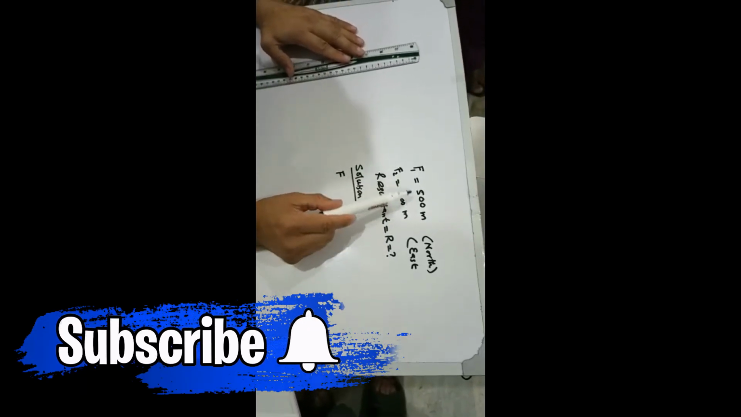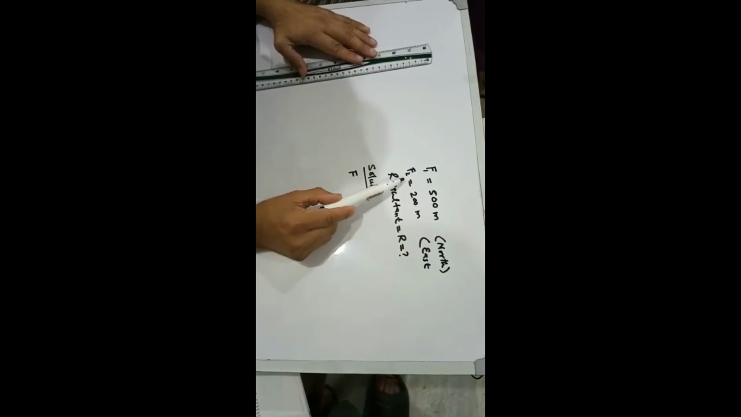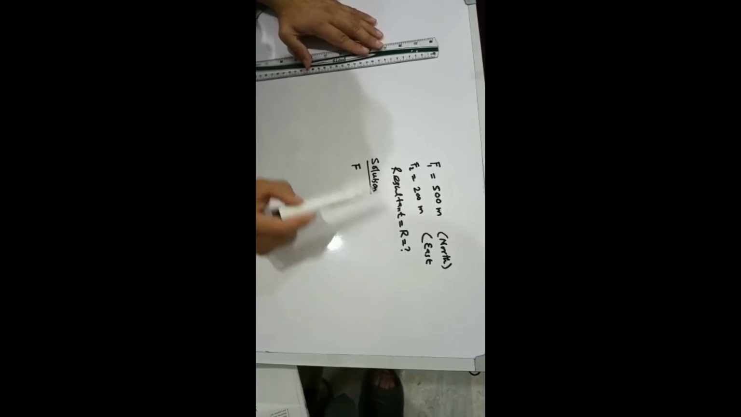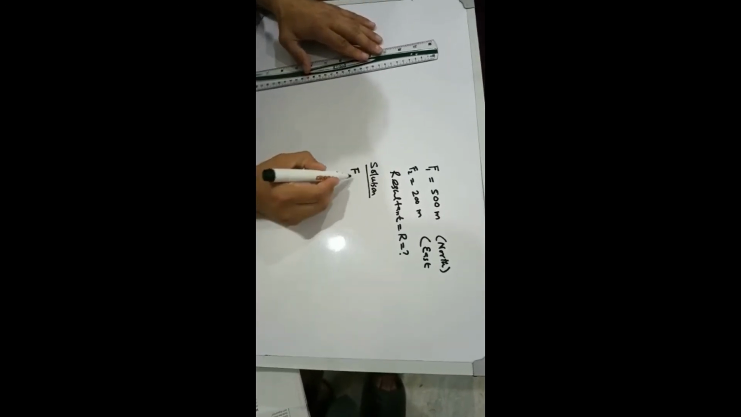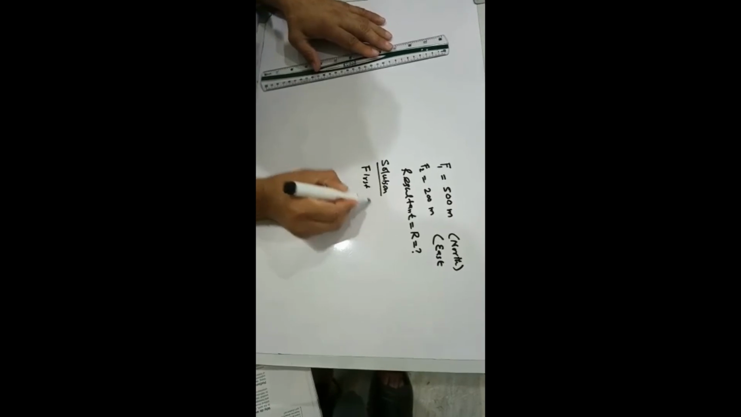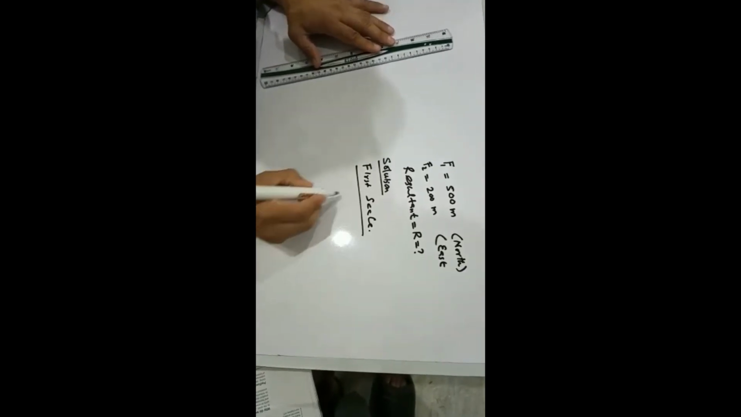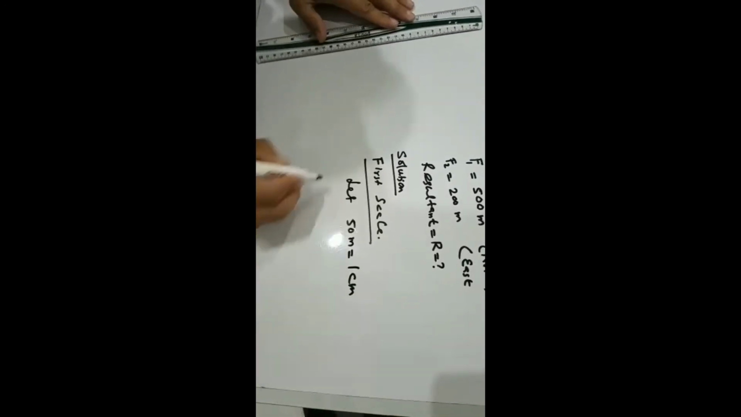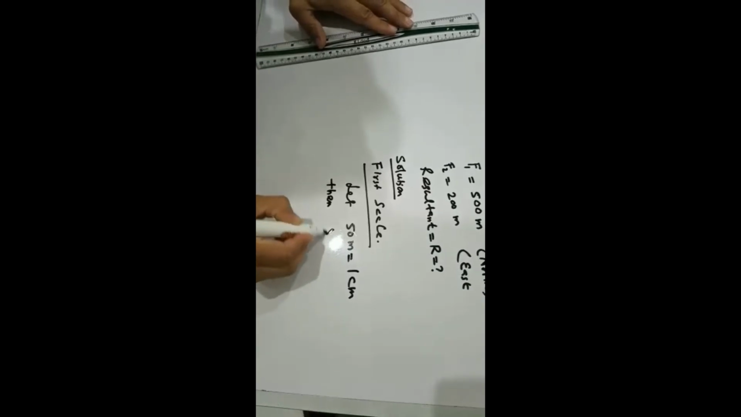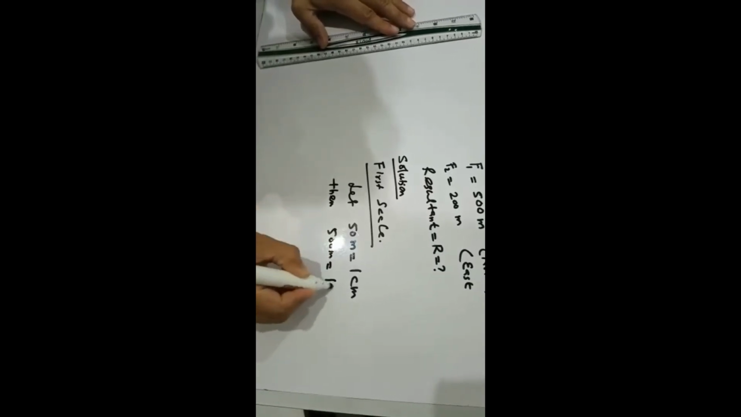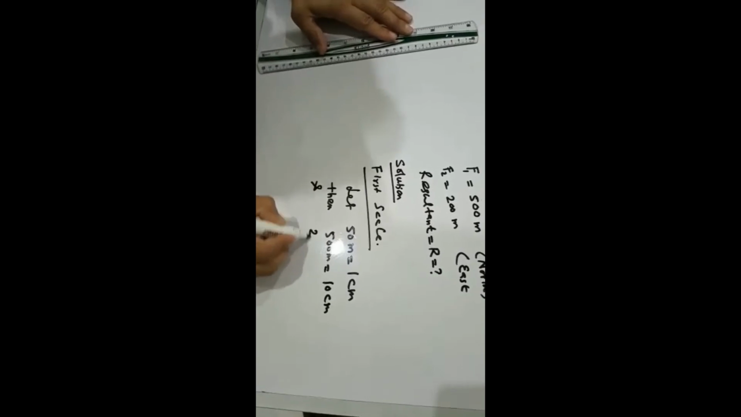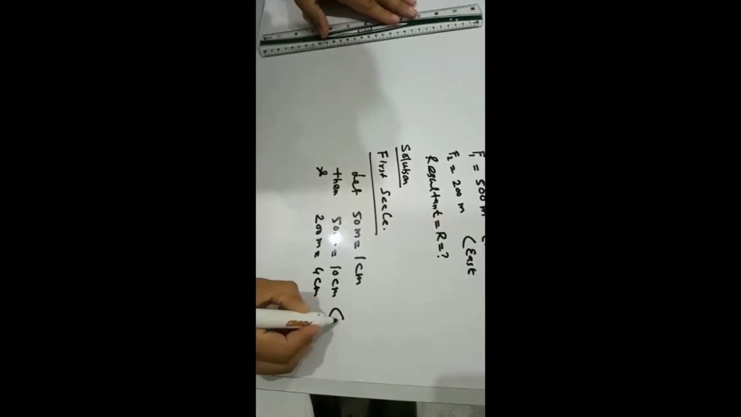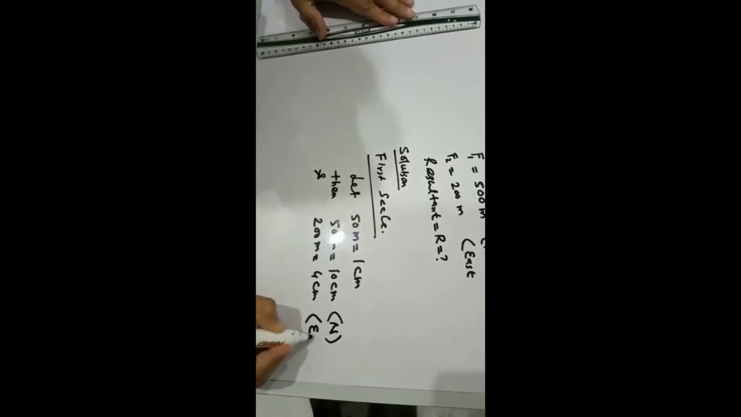There are 2 forces given. One is 500 meters towards north, and the second is 200 meters towards east, and we need to find out the resultant and its direction. The solution is that first we make a scale, and for example the scale is, we take 50 meters as 1 centimeter, then 500 meters will be equal to 10 centimeters, and 200 meters will be equal to 4 centimeters. So we need to draw this towards north and this towards east.